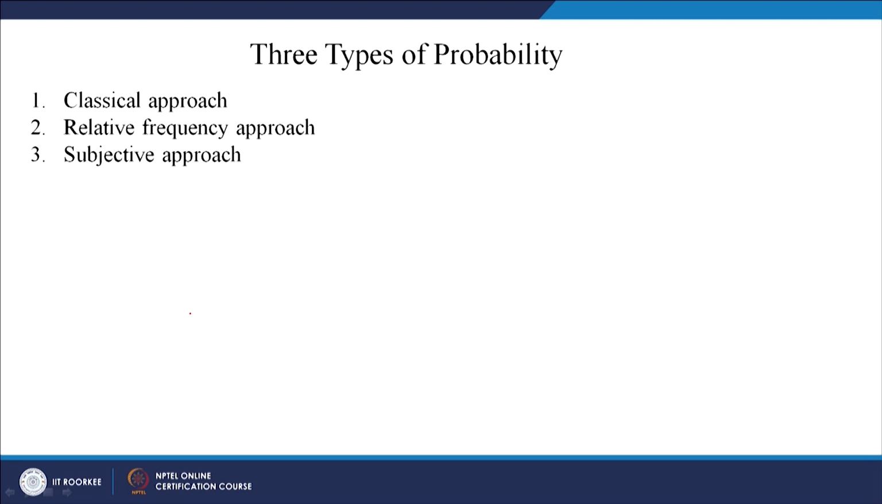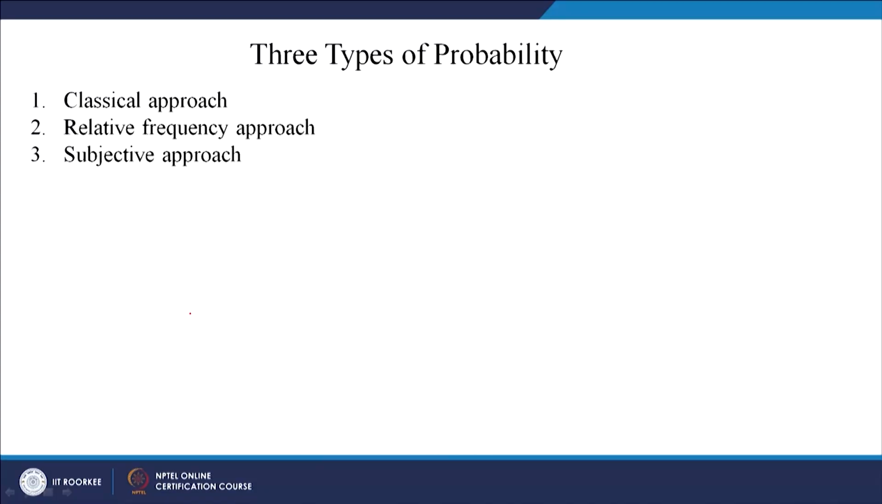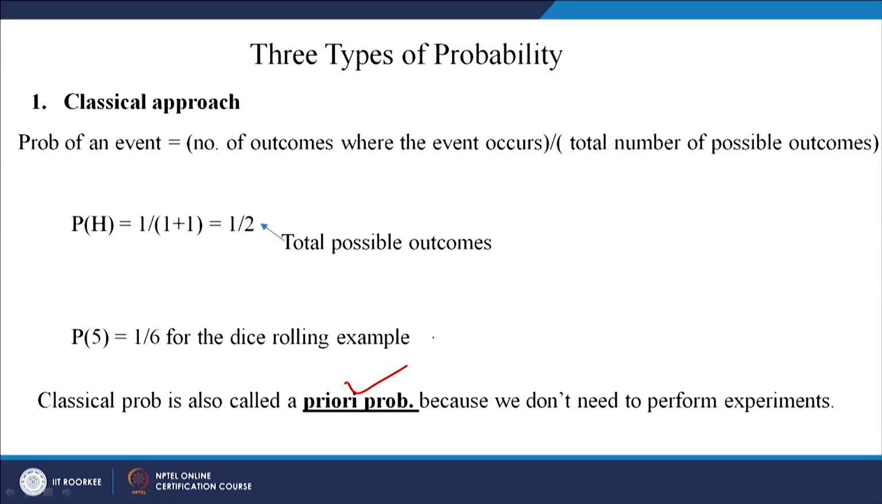Now, let us look at different types of probabilities. Basically, there are 3 types of probabilities. The first one is classical probability or classical approach to the probability, then relative frequency approach, and the third one is subjective approach. We will see each one of these in detail. So, classical probability is also known as a priori probability, is the simplest of all these 3. So, the number of outcomes where the event occurs to the total possible outcomes.